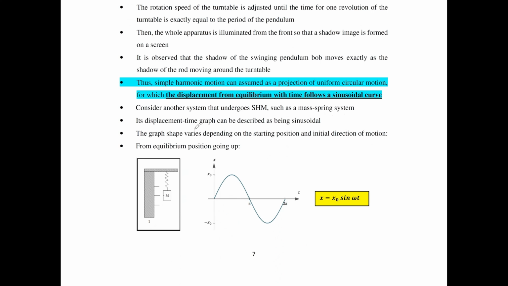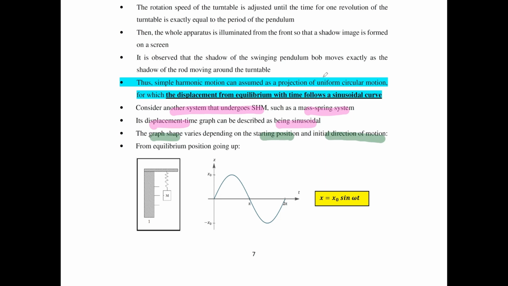All right, so let's just say, for example, we consider a system that undergoes SHM, such as the mass spring system. Previously, I told you that the displacement time graph can be described as being sinusoidal. Now, your graph shape is sinusoidal. It can be a sine graph, it can be a cosine graph. The graph shape actually depends on the starting position and the initial direction of your motion. What do I mean by that is this.